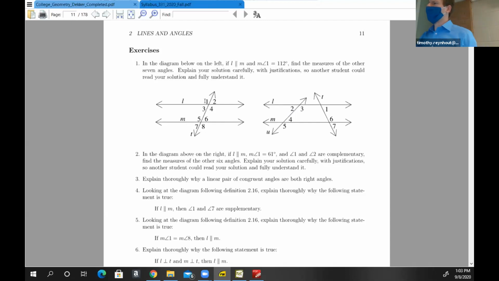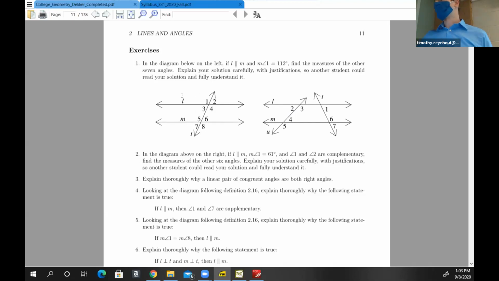So if you use vertical angles, you could say angle 1 and angle 2 are vertical angles, so they're congruent, and the measure of angle 4 is 112 degrees. So that gets you all of 1, 2, 3, 4.